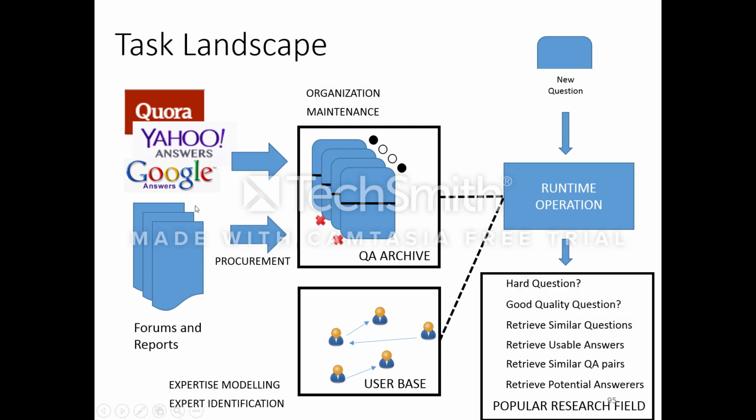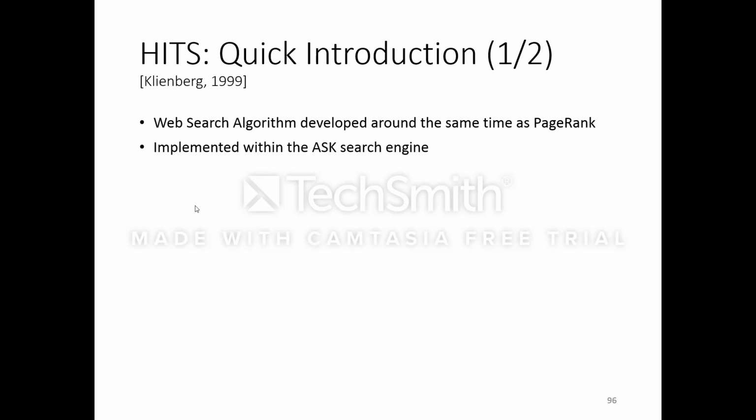Before looking at expertise modeling, we will introduce some basic technologies that are used in the methods for expertise modeling. The first one is HITS, which is a web page ranking algorithm, and these two slides will be a quick introduction to HITS. HITS is a classical algorithm due to Kleinberg in 1999, a web search algorithm developed around the same time as PageRank, and it is implemented within the Ask search engine. People who have been using web search engines in the 90s would definitely know about it. It associates each web page with two scores, a hub score and an authority score.